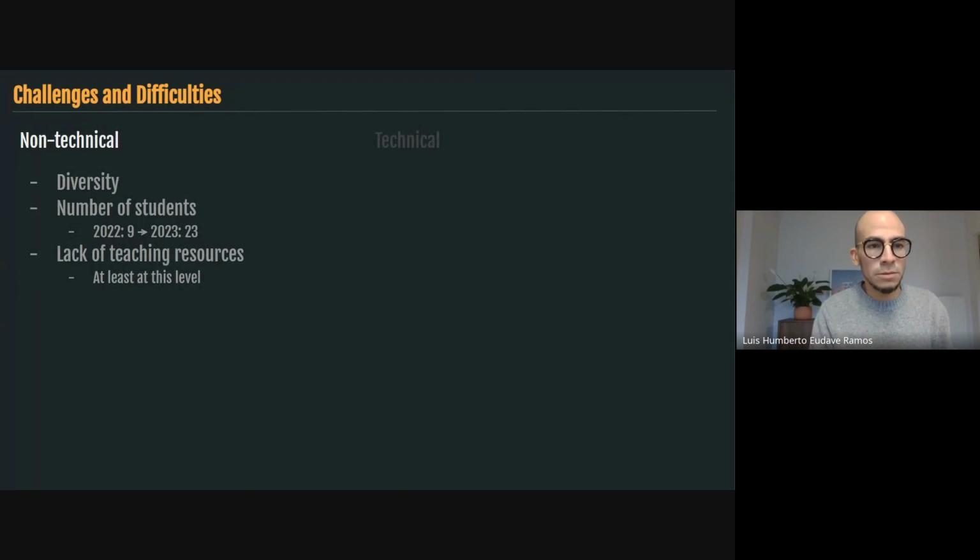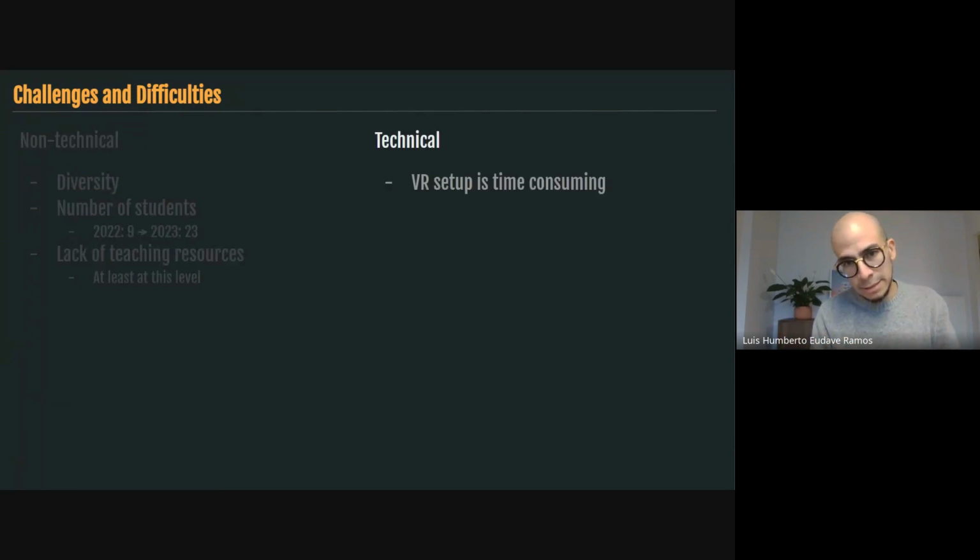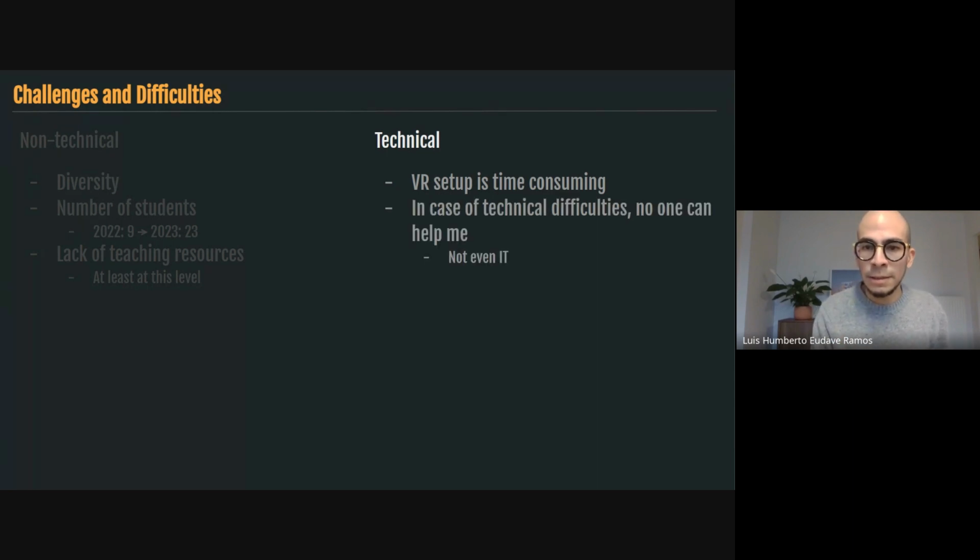So those were these non-technical challenges. As you can see, they are not critical, but have proven a little bit difficult. And then on the technical side, there are several. As I mentioned before, the VR setup is time consuming, so it's not the same to do it for one device than for 11 or 10 devices. So you have to prepare everything in advance, and even do that on the same day so that, I don't know, it doesn't restart randomly, or do anything weird. So you have to be very aware and very attentive of everything that's going on there.